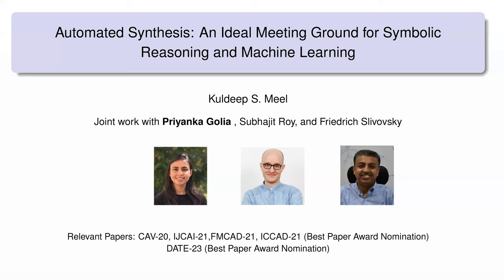So I want to talk about a line of work that we have pursued for the past 4 years or so. This work is at the intersection of formal methods, design automation, and AI. I do expect that there will be times when some of the things may not be very familiar, so please interrupt me as I go along. Don't worry, I don't have too many slides, so there is enough time for questions.